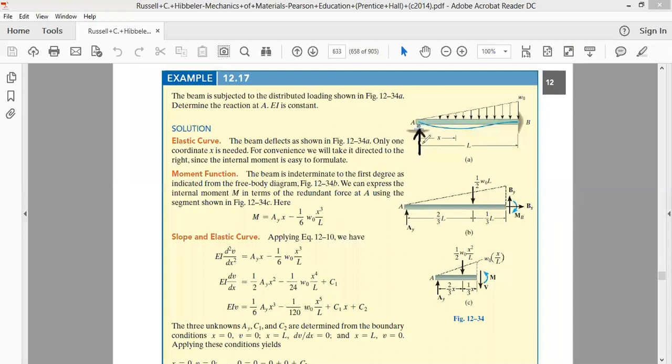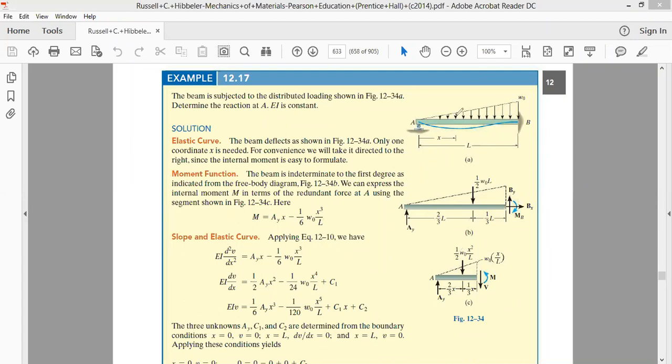We have to find the reaction at end A and the reaction at end B, that is, we have to calculate Ra and Rb. Apart from the Ra and Rb calculation, we also have to find its deflection curve. In order to solve this question, let's first try to understand the type of loading on the beam.